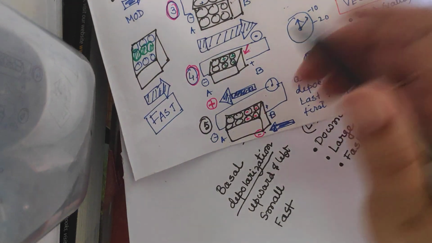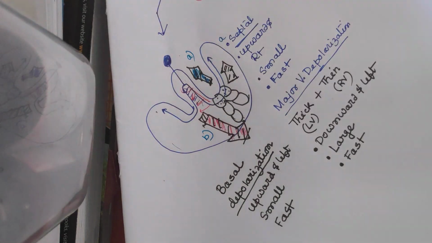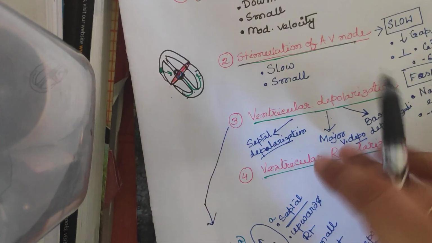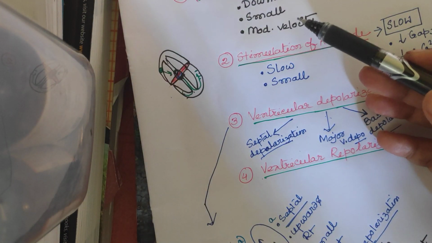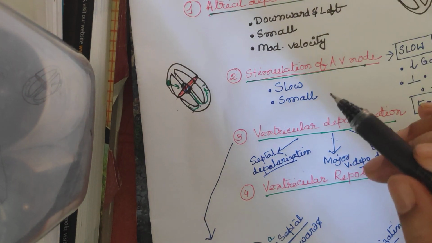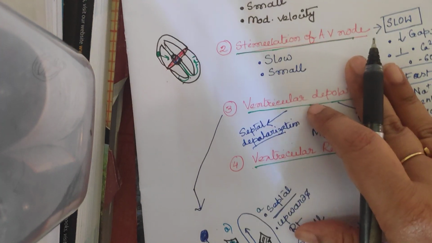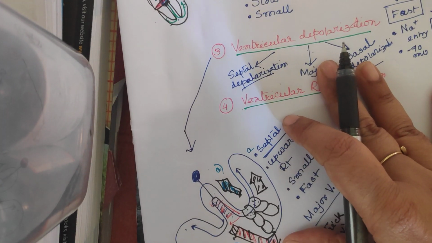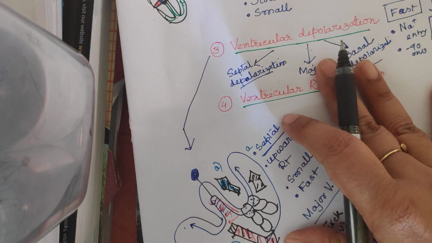Now all of these vectors have a specific direction, speed and value. How our ECG is going to record this, with that conception, will give us an idea of the pattern of ECG that we see.